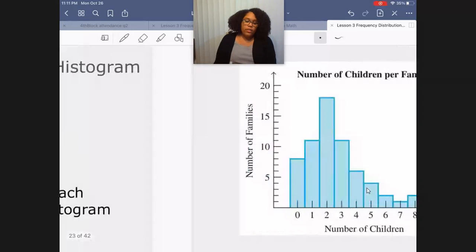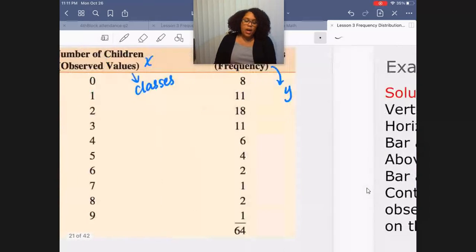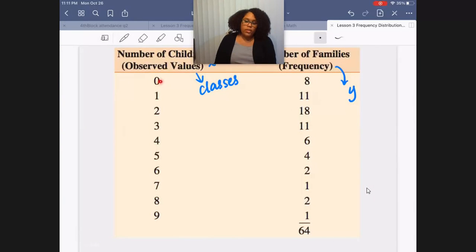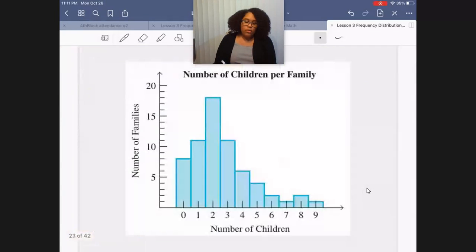And so now all we have to do is flip back to our table and say, well, the height of my bar over 0 should be 8. So over 0, this bar has a height of 8. Then the next bar has a height of 11. Then the next bar had a height of 18. Then we had another bar of 11, and then so forth. And notice how each of the bars is touching the next one beside it.